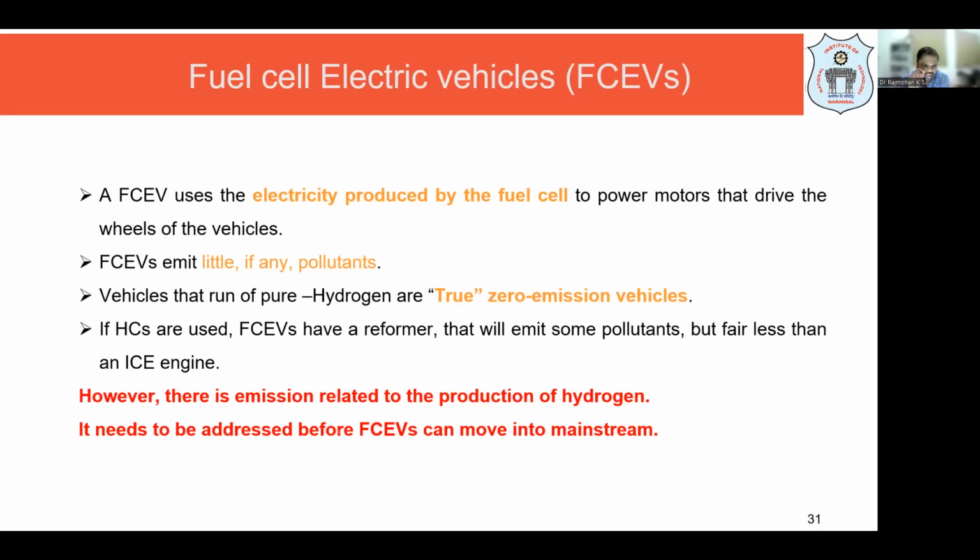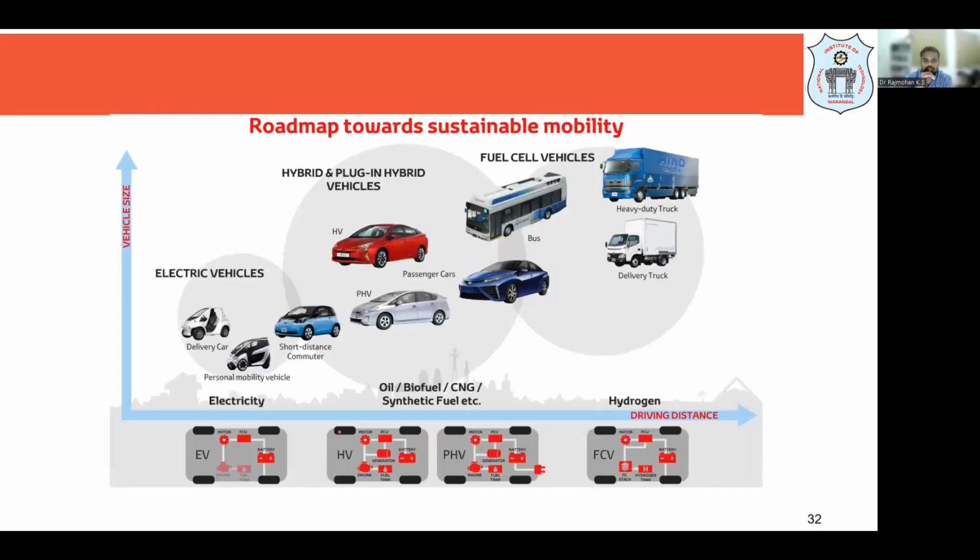If hydrocarbons are being used as the fuel, we will have a reformer unit, but that may emit some pollutants. The pollutant level is going to be less than IC engines. However, there is emission related to the production of hydrogen, because depending on how you produce hydrogen, some emission may be there. So that needs to be addressed before we call fuel cell engines ready to move into the mainstream market.